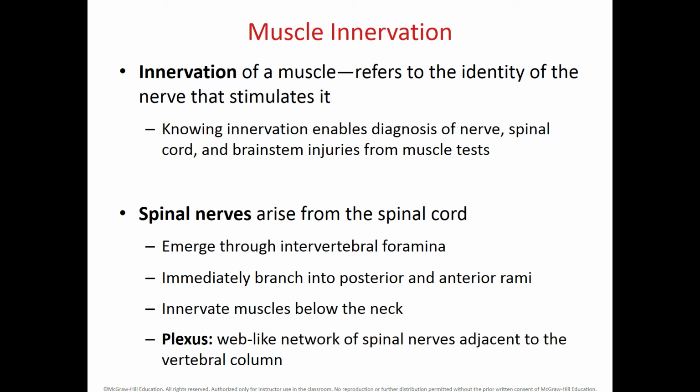And some of these spinal nerves will merge together and form a collection of fibers, like a web, that is called a plexus, like the sacral plexus or the lumbar plexus. So these spinal nerves arise from the spinal cord.